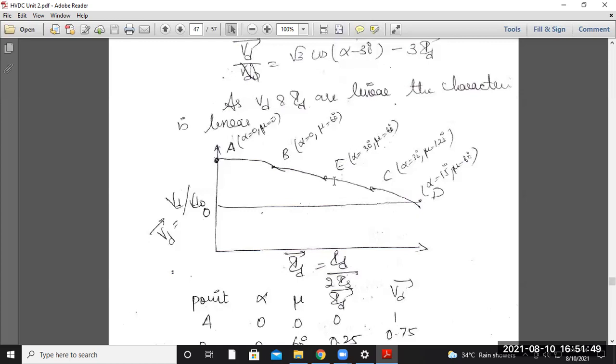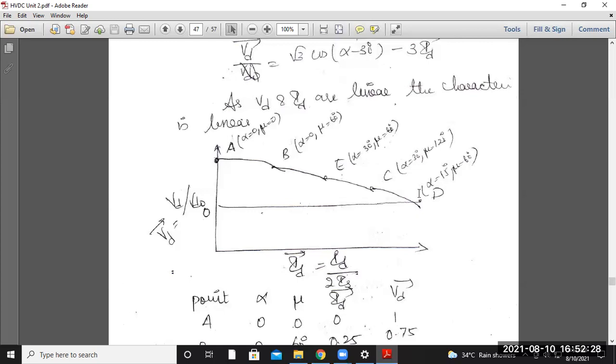In the similar manner, when you move from e to c, the value of alpha will remain constant, but the value of mu will change. That means it becomes double. So at point e, alpha is 30 degree and mu is 60 degree, and here you can see mu equal to 120 degree. Now when you move from c to d, the alpha value will vary and the mu value will also vary. That means here alpha equal to 30 degree, and at point d, alpha equal to 15 degree, mu is 120 degree, and here mu equal to 60 degree.